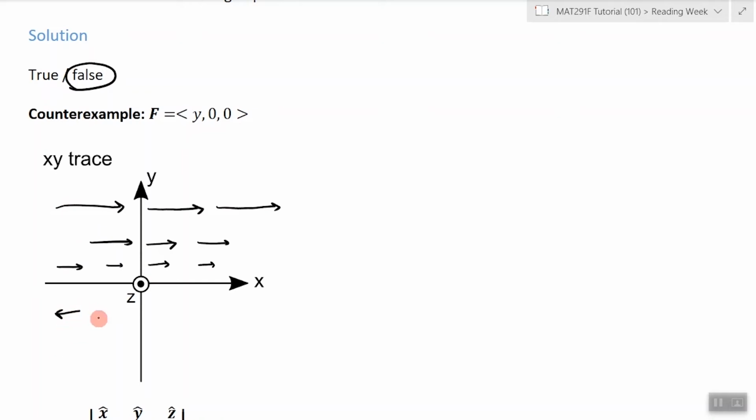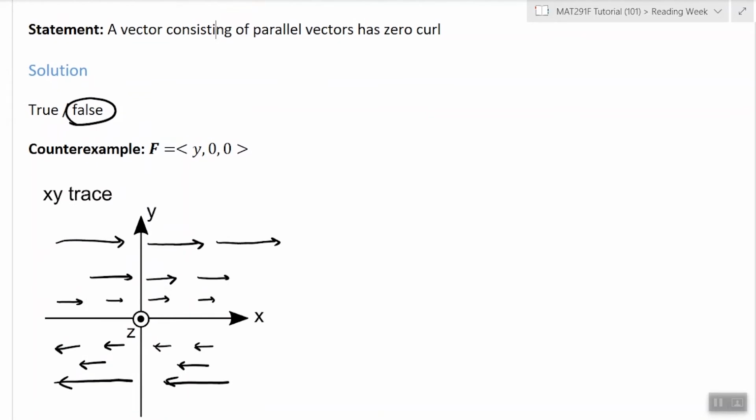But by looking at the picture, you can tell that this field sort of has a rotation. You could imagine that this field is rotating counterclockwise, looking from the point of view where I'm looking. Let me show you.